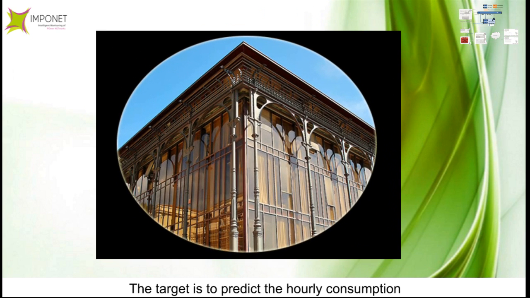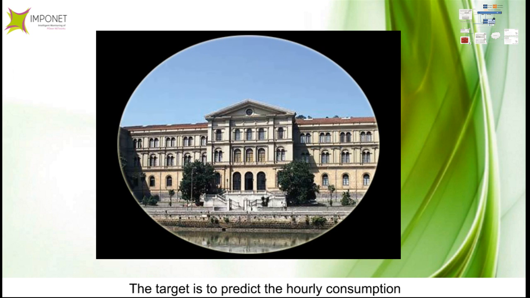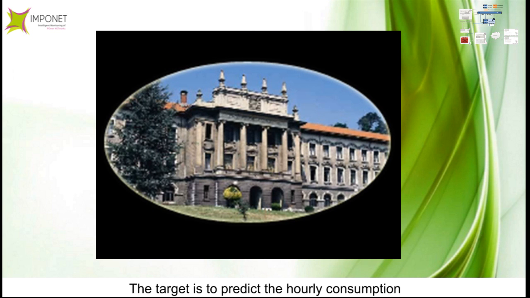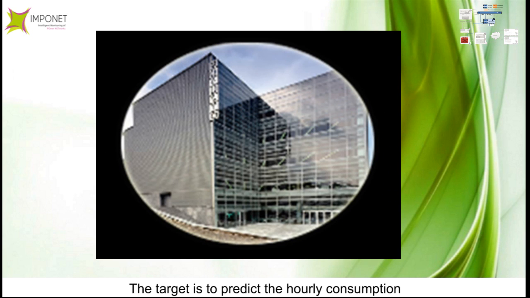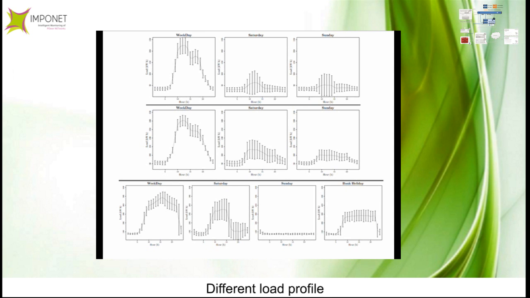The target of these algorithms is to predict the hourly consumption of different customers for the next 24 and 48 hours, in order to perform demand-side management. These figures show the different load profiles of several buildings. As we can see, there exist significant differences, depending on the type of day and hour, and the consumption profiles.